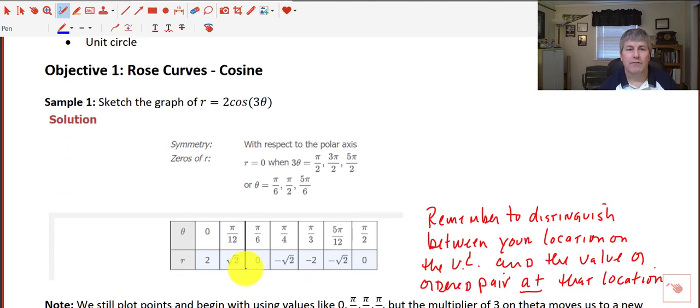Our first objective is to sketch the graph of r equals 2 cosine of 3 theta. A little bit different than what we've done before with the 3 theta here. Because this is cosine, we know our symmetry is going to be with respect to the polar axis, and our zeros of r are going to occur at pi over 2, 3 pi over 2, and 5 pi over 2 when we have 3 theta, or at theta of pi over 6, pi over 2, and 5 pi over 6.